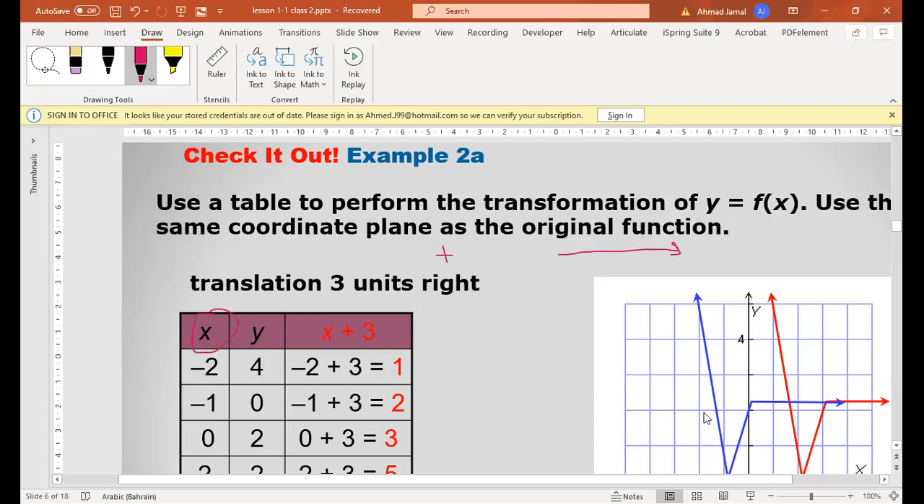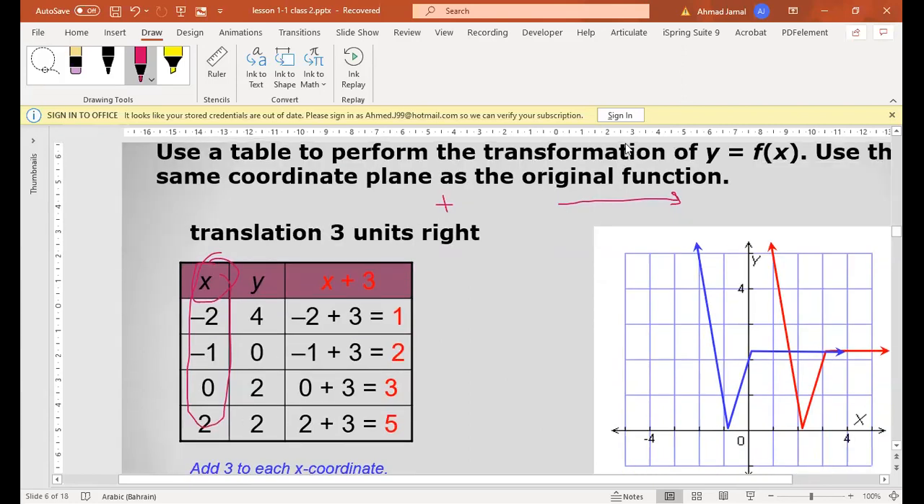So in this diagram with the coordinate (-2, 4), after translation I add 3 to the x, so it will be 1. Another point, -1, will be 2. 0 will be 3. Add 3 to each x coordinate. I will repeat one last time. Read the questions, be careful, please.